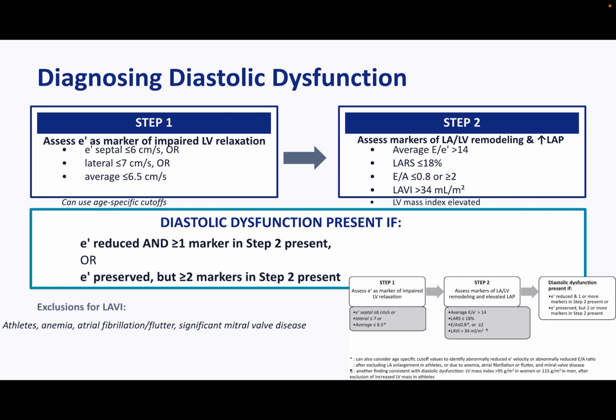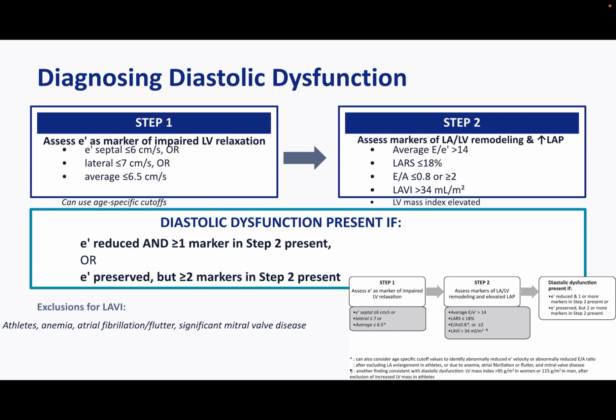Left atrial pressure estimation algorithm and overview. Once we establish that diastolic dysfunction is present, we estimate left atrial pressure using 3 primary variables: E prime, E to E prime, and TR peak systolic velocity. If all 3 are abnormal, left atrial pressure is elevated, graded by E to A: less than 2 leads to grade 2, and E to A greater than 2 is grade 3. If all 3 are normal, left atrial pressure is normal.